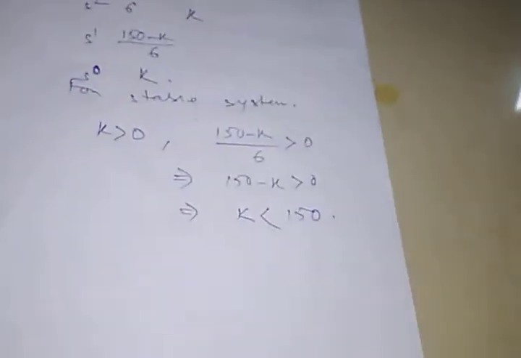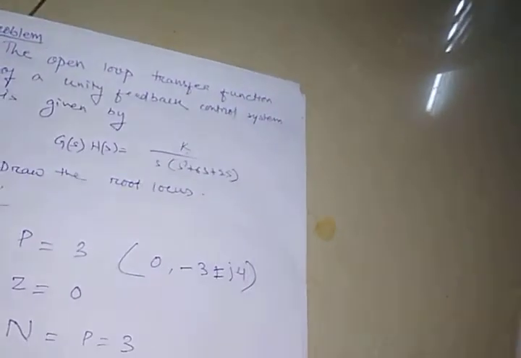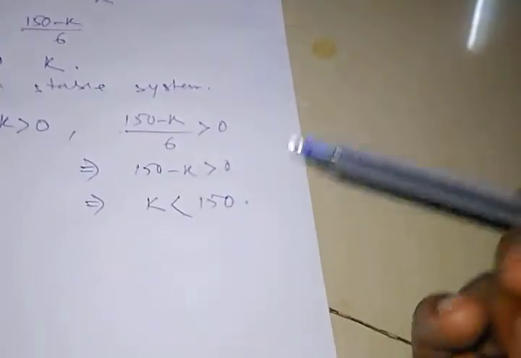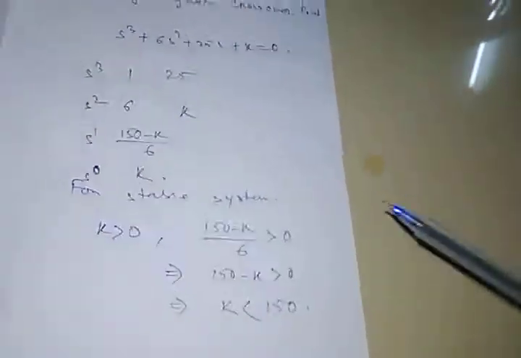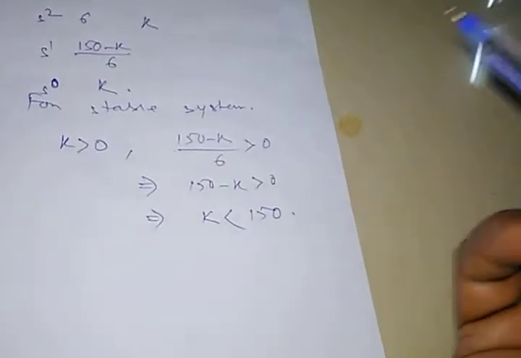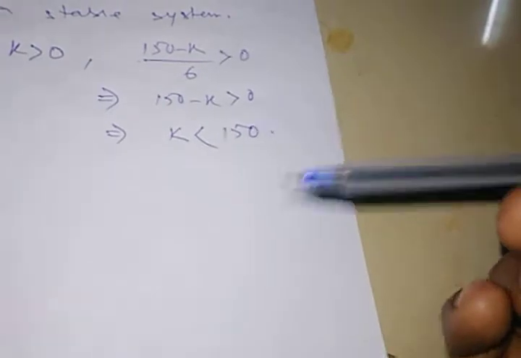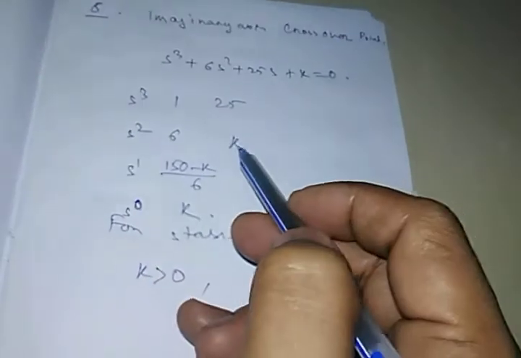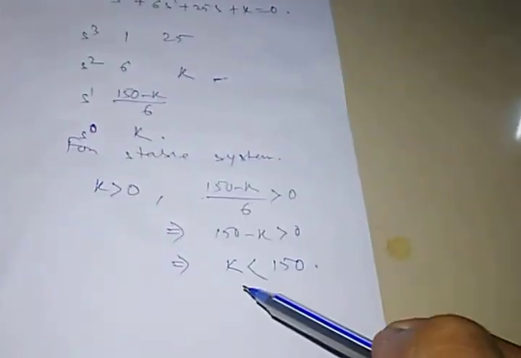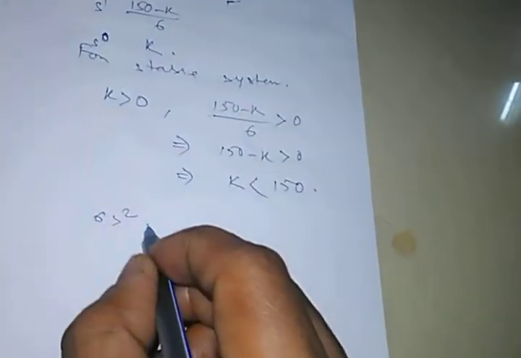So for a stable system, the system given by this problem is stable for k from 0 to 150. Beyond 150, the system becomes unstable. So at which point will this root locus which we are going to draw cross the imaginary axis? The point where the root locus crosses the imaginary axis is determined from the s square row equation, by putting in the value of k from this range. So this is 6s square plus k equals 0.